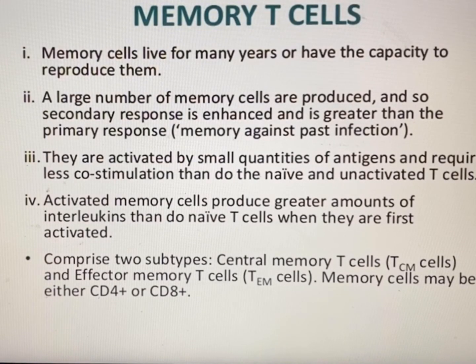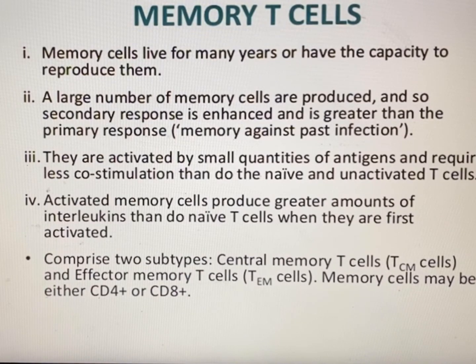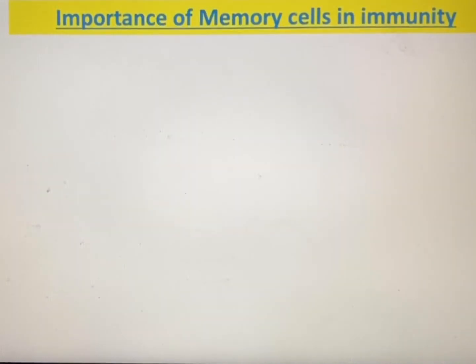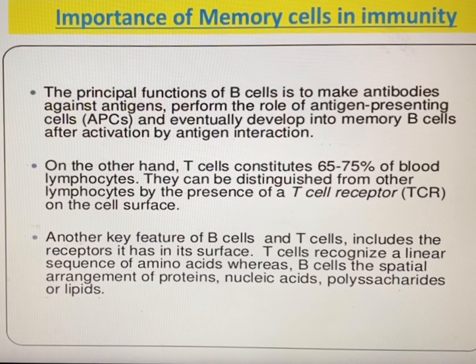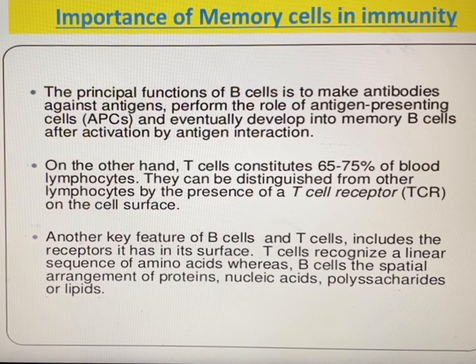They comprise two subtypes. One is central memory T cells or TCM cells, and the other is effector memory T cells, that is TEM cells. Memory cells may be either CD4 plus or CD8 plus. These are important for MCQs though. Importance of memory cells in immunity. As you have already got to know, memory cells can reside in your body for a lifetime even, and they are protecting silently without letting you know.